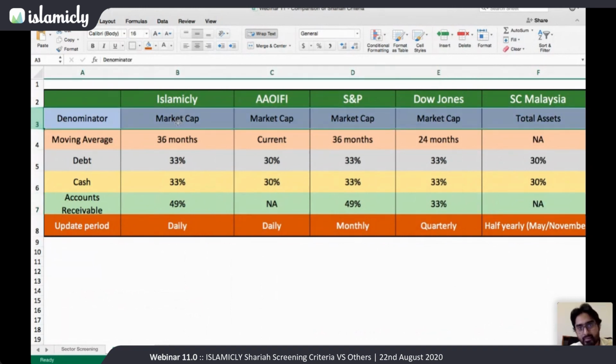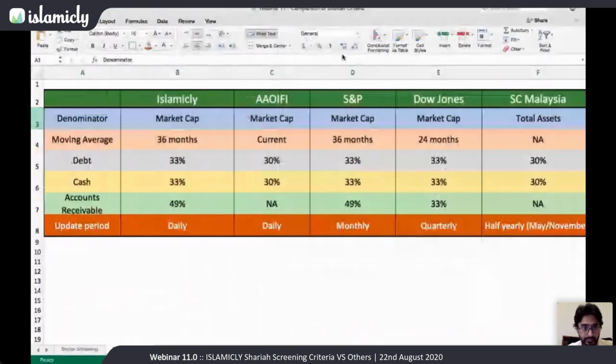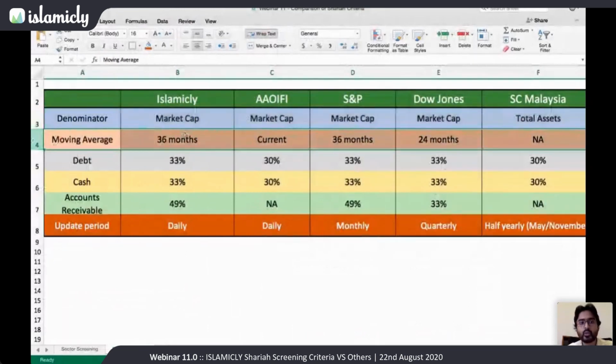Islamically uses market cap. AOF also uses market cap. S&P uses market cap. The Dow Jones uses market cap, whereas SC Malaysia uses total assets. Right? The moving average which is used: Islamically uses 36 months. AOF, since nothing is mentioned, uses current. S&P uses 36 months. Dow Jones, as we just saw, uses 24 months from their fatwa. SC Malaysia, the moving average is not applicable because it's on total assets.